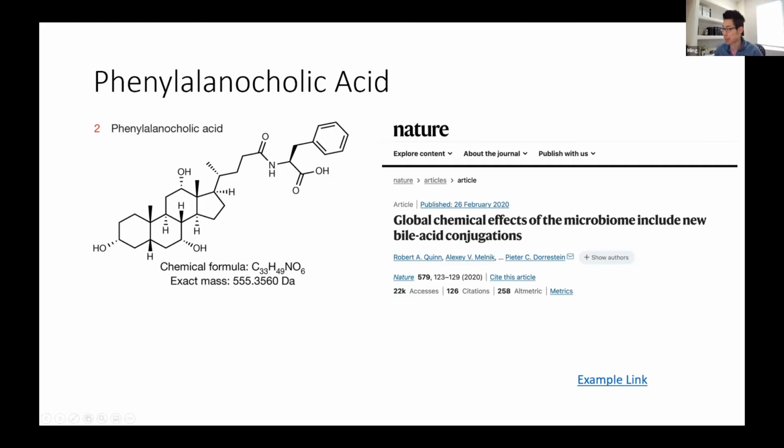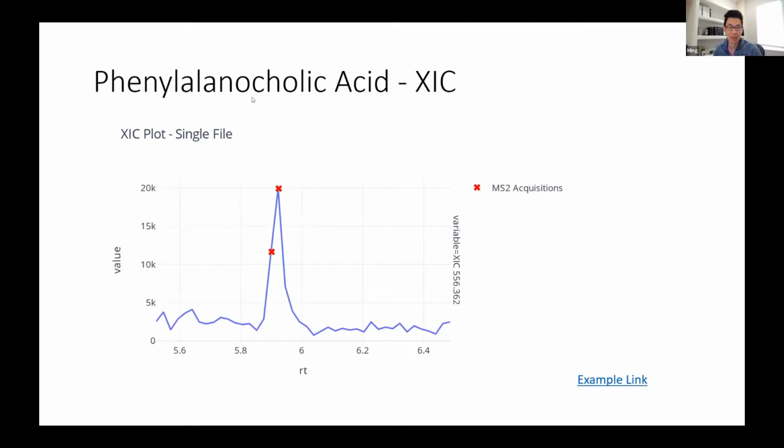Again, if you click that example link, it'll be focused in on exactly that particular molecule, so you can look at the extracted ion chromatograms and the MS/MS. We can see on the extracted ion chromatograms in your visualization that there's a peak here. It's not super abundant, but it is there.